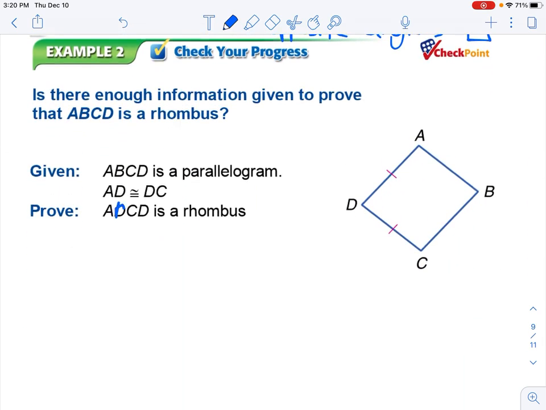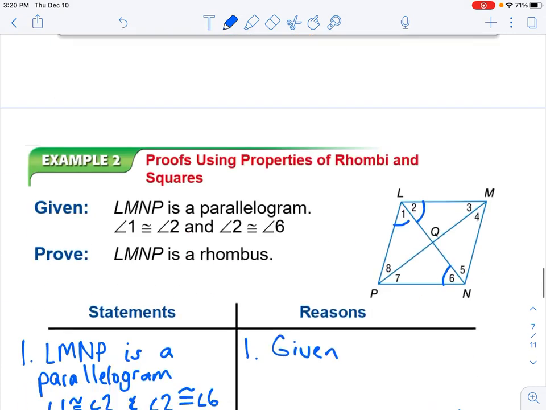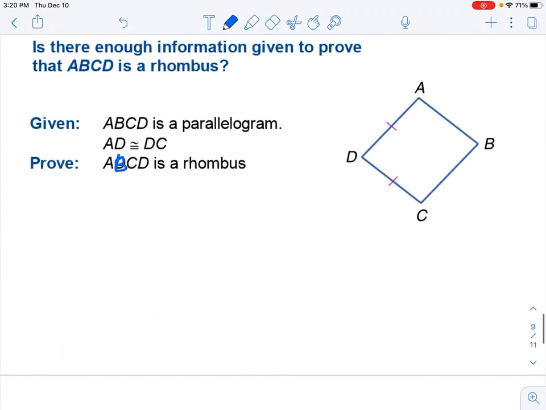All right, this next one we're not actually proving, and there is a typo here. We want to say ABCD, not ADCB. We're going to look and see, is there enough information given to prove that this is a rhombus? Now, once again, this is another one of our theorems. ABCD is a parallelogram. We know that AD and DC are congruent. Those are consecutive sides. So those are right side by side.